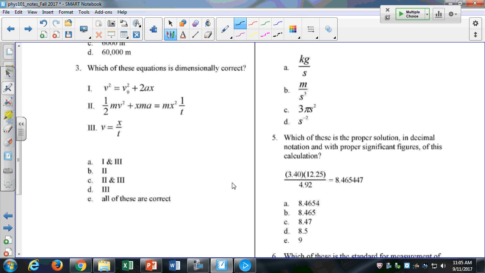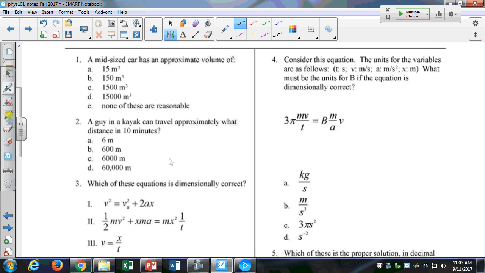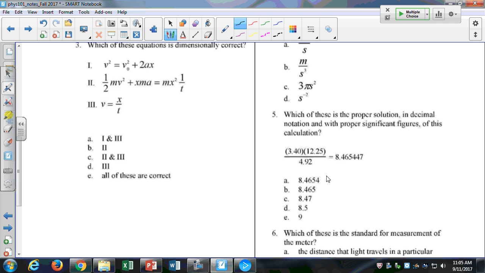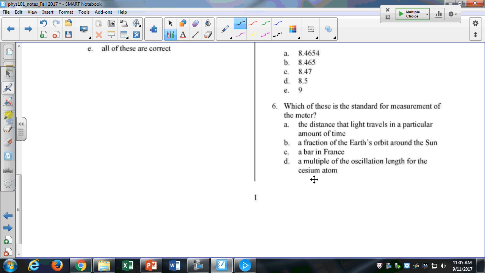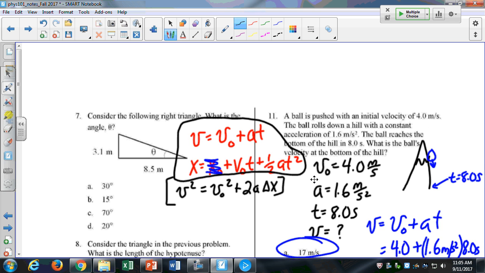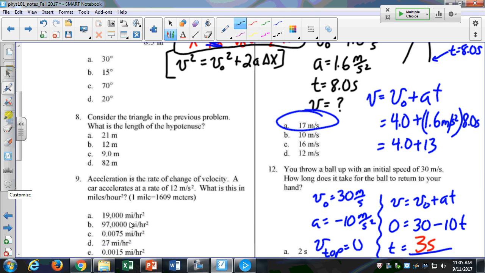You're going to have dimensional analysis problems like number 3. You're going to have a couple of those. And we can look at that. Number 4 as well. You'll have one significant figure problem. You'll have one standard of measurement problem. You just need to know the standards, what they are, what allows for a good standard. You'll have 2 trig problems.